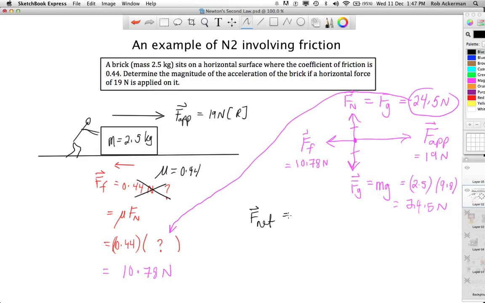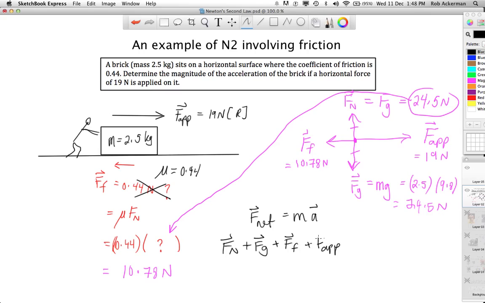F net equals ma. What is the net force? Do you remember how to calculate that? We did this back at the beginning of the section on calculating forces. And if you remember, it means you've got to add up all the forces. You've got the normal force. You look at your free body diagram, you've got gravity. You look and you see friction. And you look and you see the applied force.